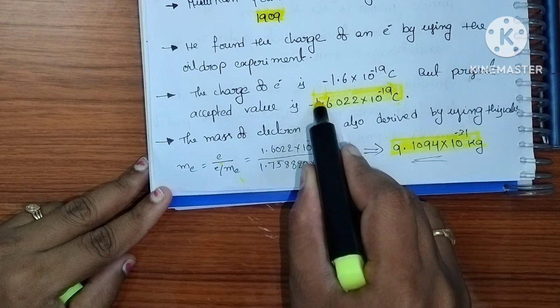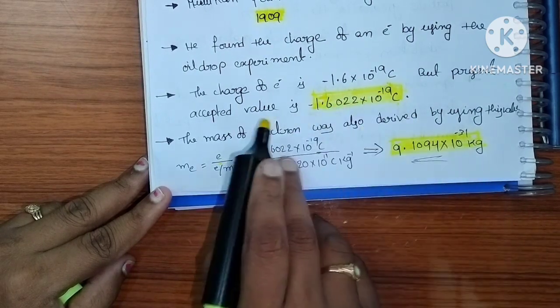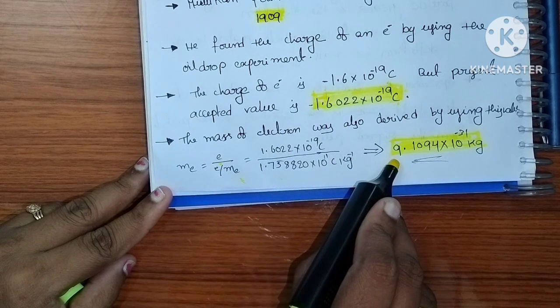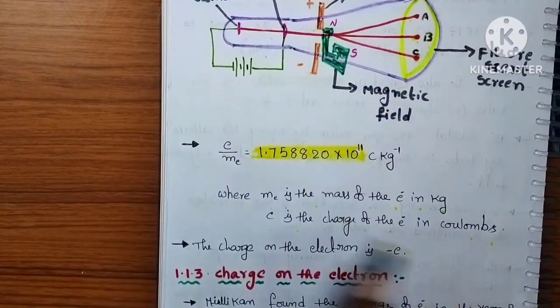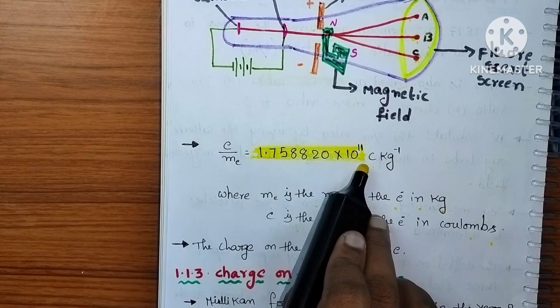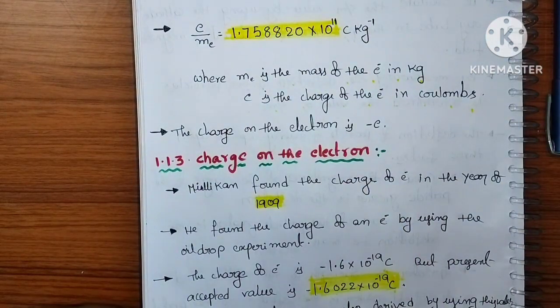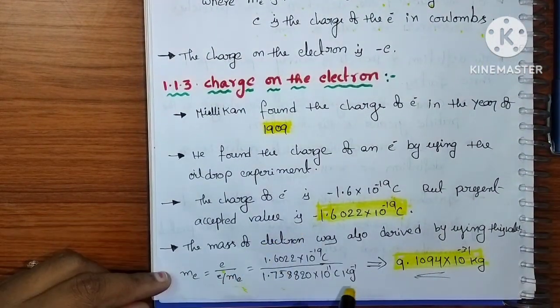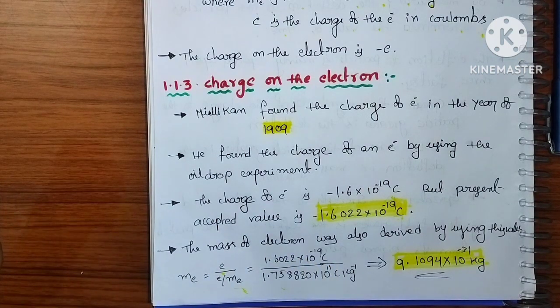So this is the mass of the electron. And this one is the charge of the electron, this is the mass of the electron, and finally this is the e by m value of the electron. These three values are very important in your competitive exams. So this is today's topic.